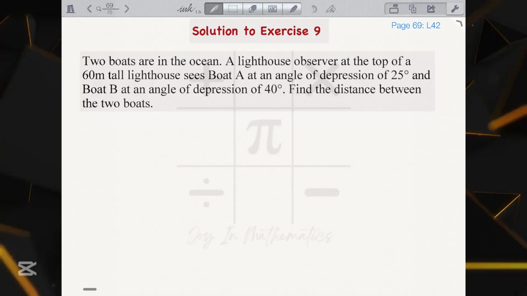Now let's solve exercise 9 together. The question says two boats are in an ocean. The lighthouse observer at the top of the 60-meter tall lighthouse sees boat A at an angle of depression of 25 degrees and boat B at an angle of depression of 40 degrees. Find the distance between the two boats.